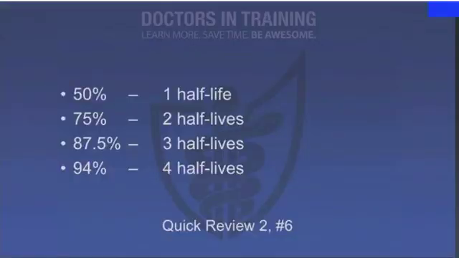So if you want to clear 50% of the drug, that's 1 half-life. You're left with 50%. So what's 50% of that 50%? It's 25%. So you're going to have 75% cleared, 25% remaining after 2 half-lives. And then you have 87.5% cleared after 3 half-lives, and then 94% is cleared after 4 half-lives.